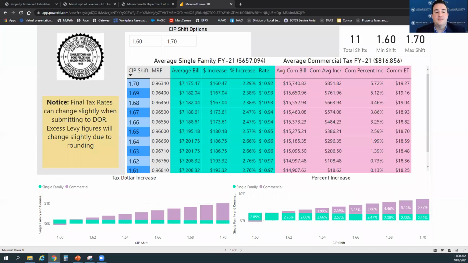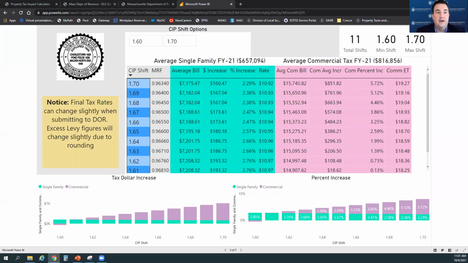Okay, so options table. I think at the beginning of the presentation, we talked about, depending on your available shift, if you're at 1.5, you could have 50 different options to shift. Or if you're at 1.75, you could have 75 different options to pick. And how do you present that at a meeting?